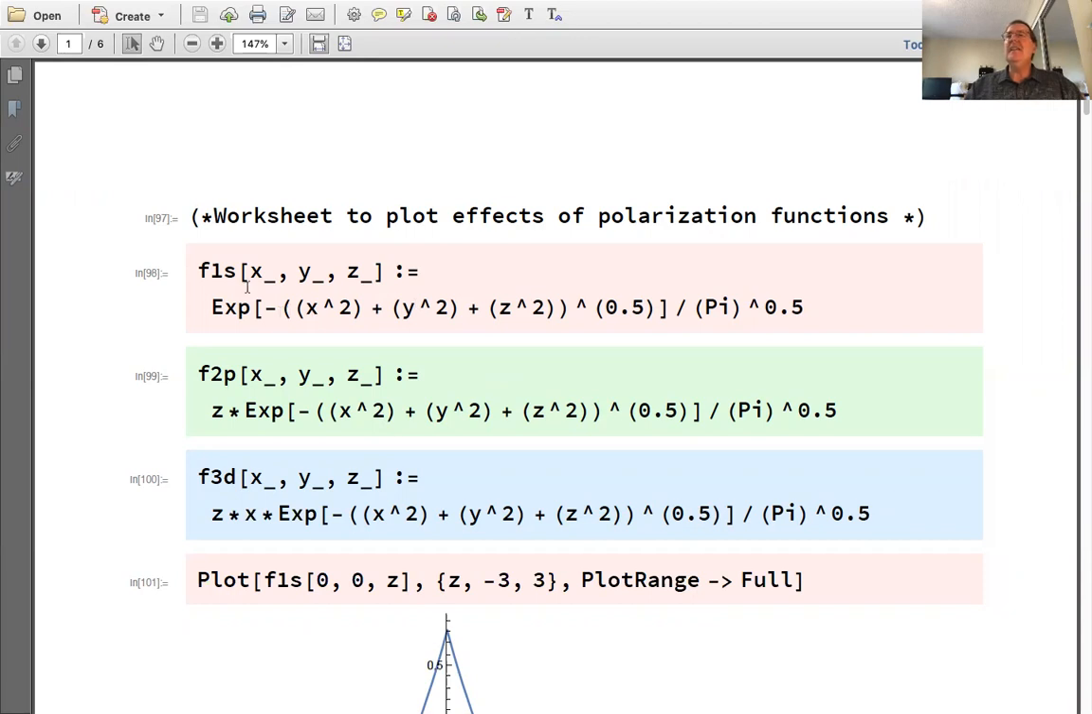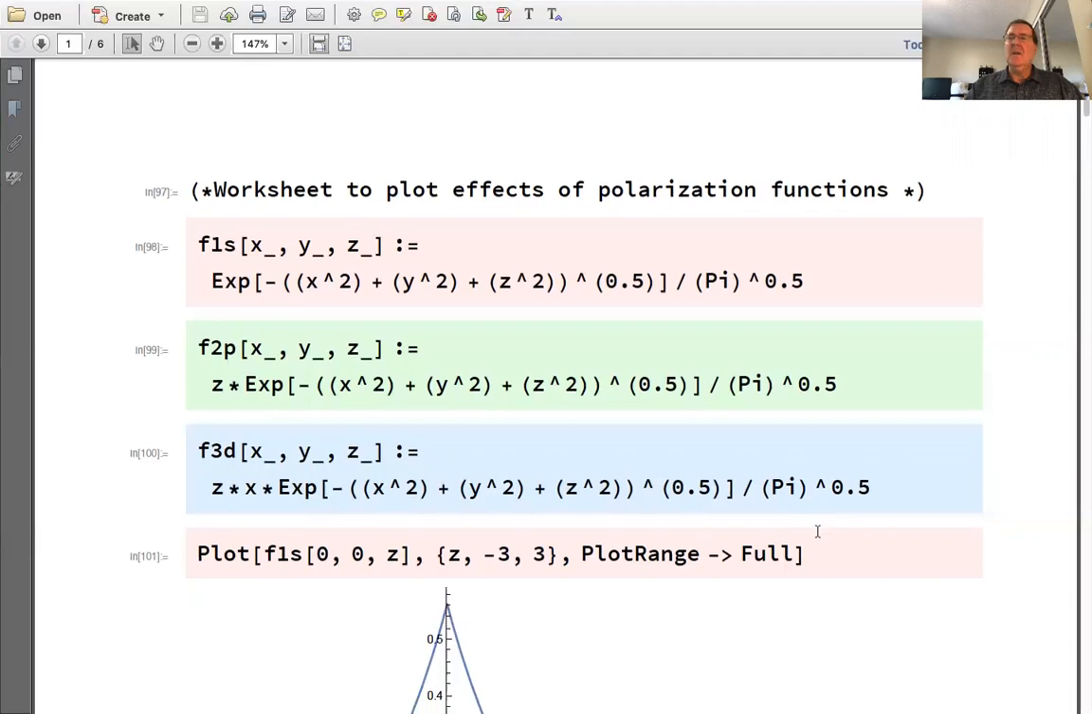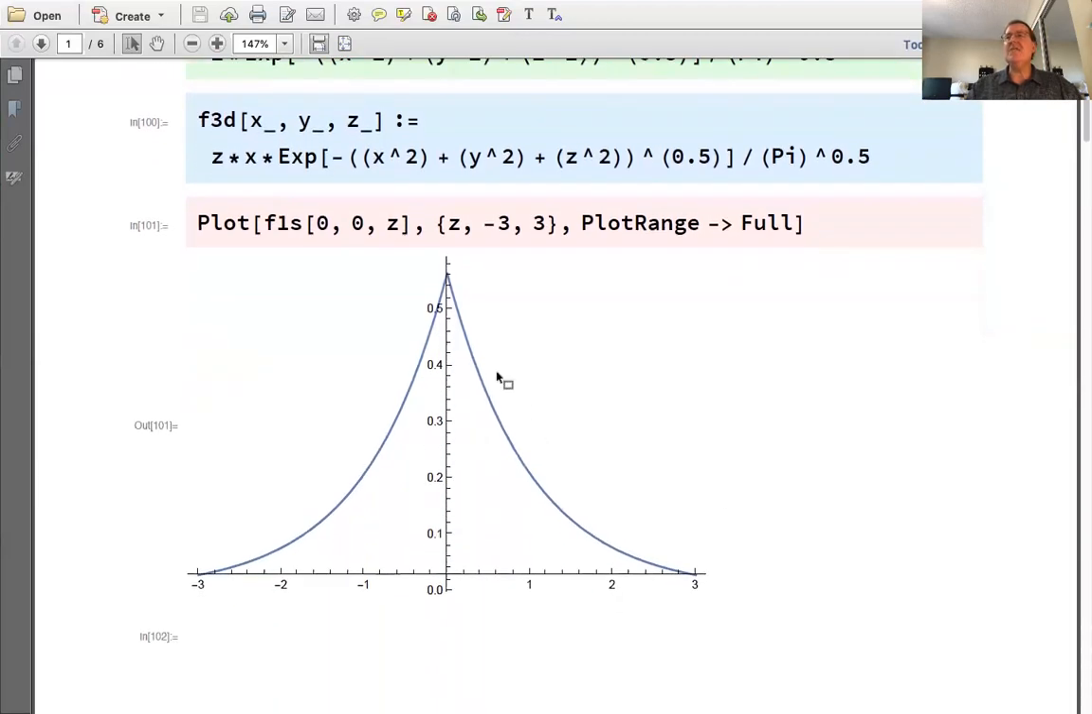So here what I've done is I've created a 1s orbital. So this is now in 3 dimensions. It's e to the minus r squared, divided by some normalization constant. And here's a P function. It is z times e to the minus alpha r. And here's a D function. It's z times x e to the minus alpha r. Right? So I'm just going to plot the 1s function right there. And that's what it looks like. It is symmetrical about the z-axis. So it has a peak at z equals 0, and you go plus z and minus z. You get decay exponentially.